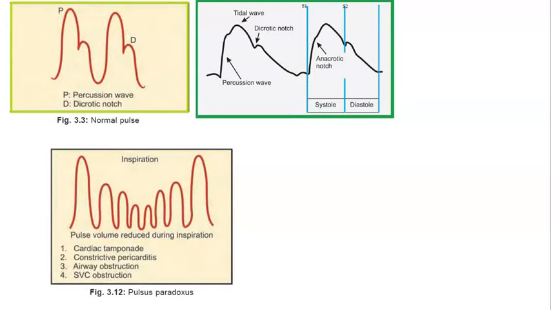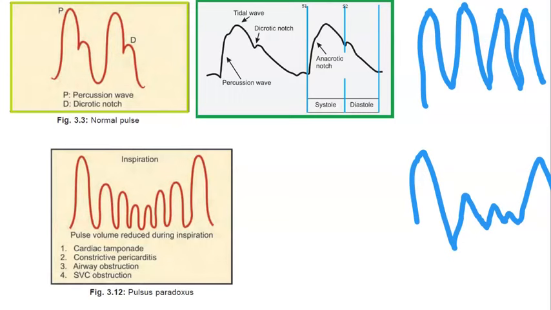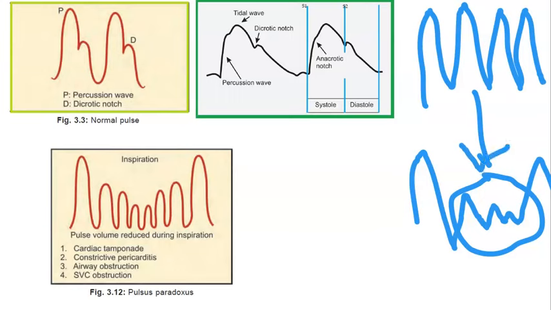Hello people, in this video we want to learn what pulsus paradoxus is. A normal pulse, if we just represent it like this, and remove the dicrotic notch, will look like this. And pulsus paradoxus will be something like this, where during inspiration the volume is reduced. So normal has become like this.